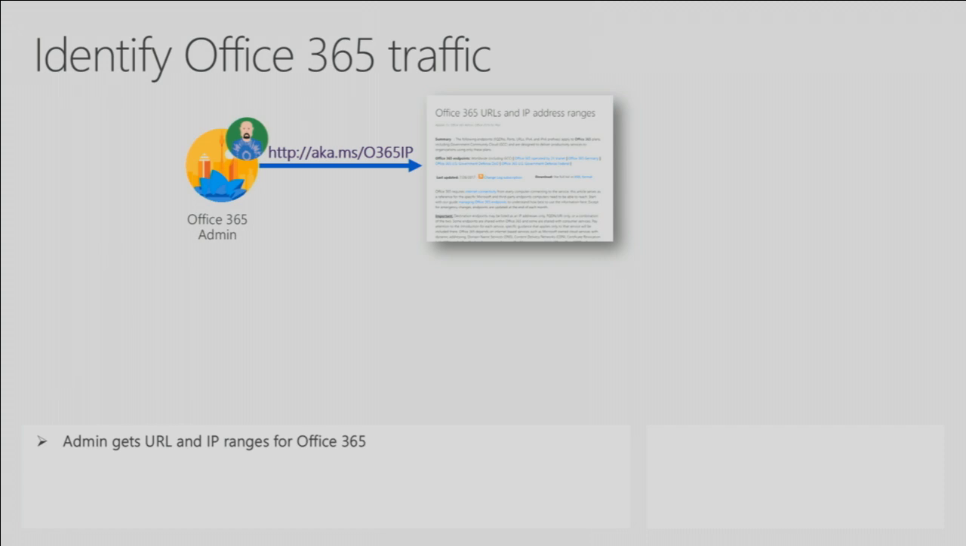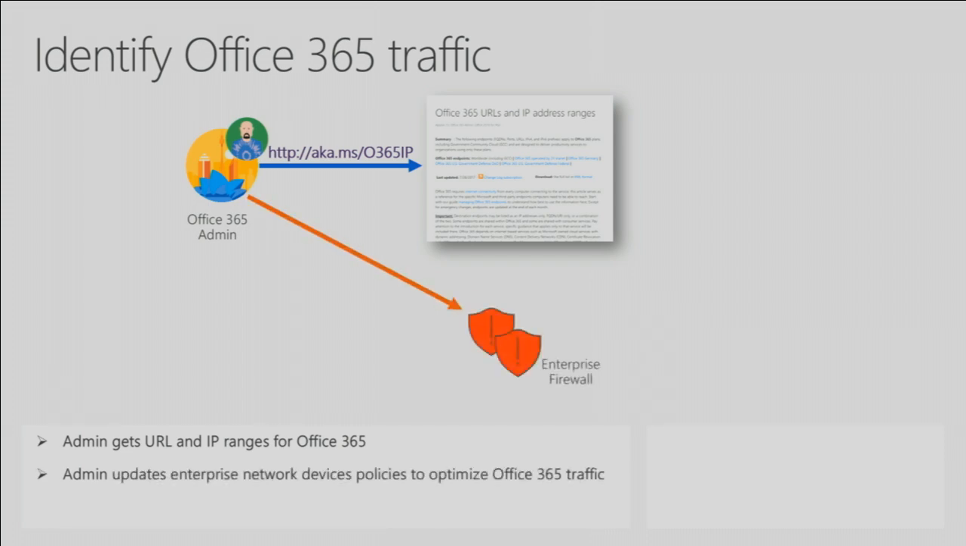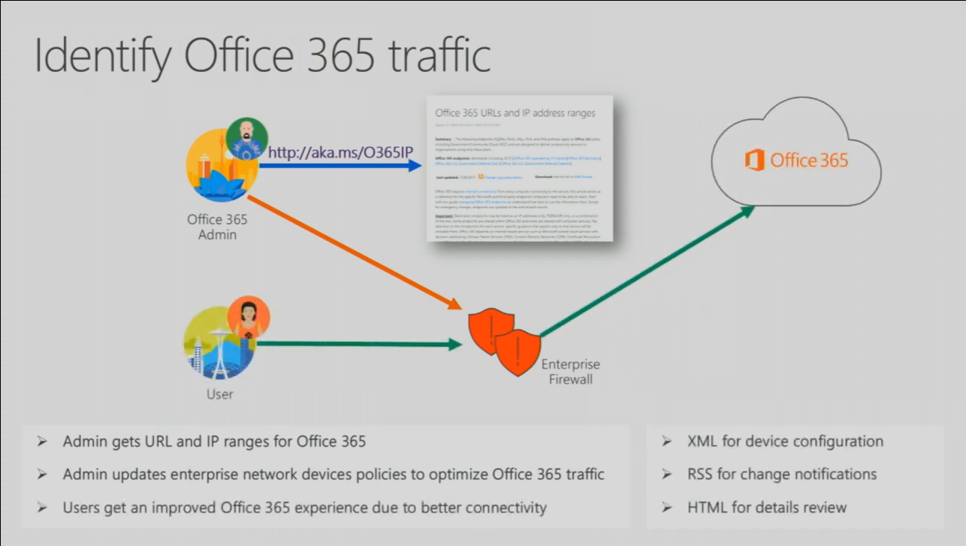We want to separate those 2 types of traffic when you're connecting on the internet as well. So we have published all of the endpoints for Office 365. We have URLs and IP addresses for Office 365 at this convenient URL, aka.ms/o365IP. And so the Office 365 administrator can go and fetch these and then deploy them onto their network device, their firewall, to allow connectivity for their users through that firewall in an expedited or optimized manner.